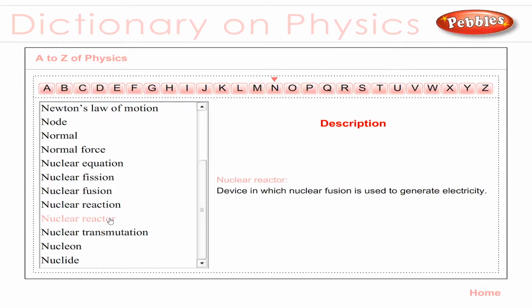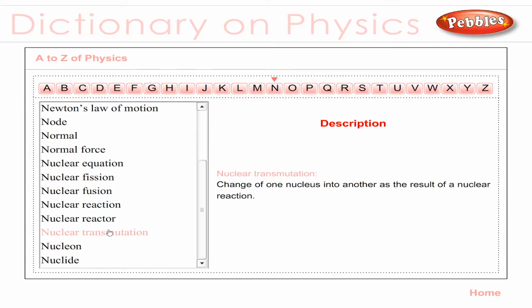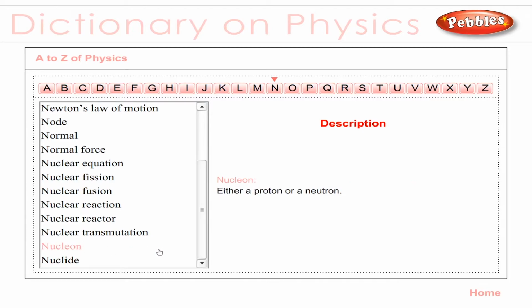Nuclear reactor. Device in which nuclear fission is used to generate electricity. Nuclear transmutation. Change of one nucleus into another as the result of nuclear reaction. Nucleon. Either a proton or a neutron. Nuclide. Nucleus of an isotope.